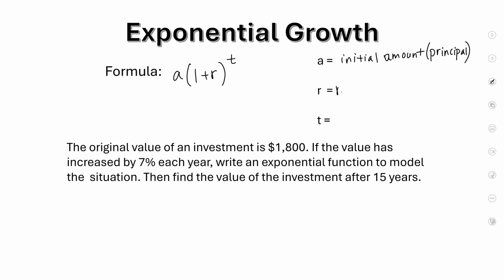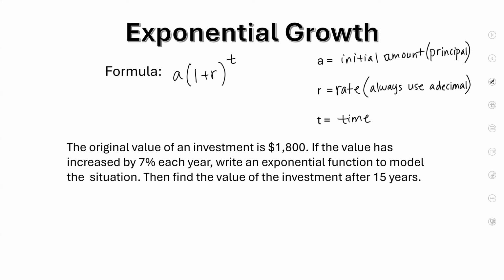R stands for the rate, and this must always be a decimal. Do not keep it as a percent. Change everything to a decimal. And T stands for time.